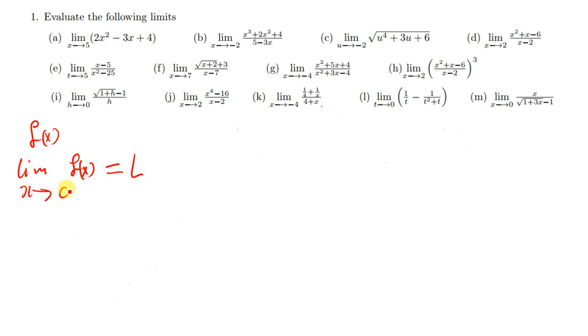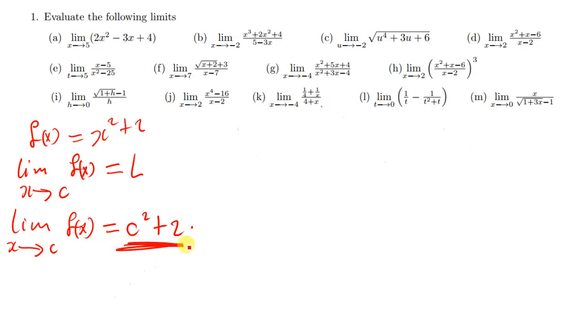So what this means, if for instance the function f of x is x squared plus 2, this means that to find the limit of f of x as x is approaching c, you have to replace x with c, so that you have c squared plus 2. So this is how you find the solution to limits. So let's quickly do these questions.